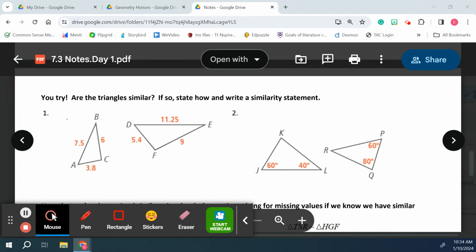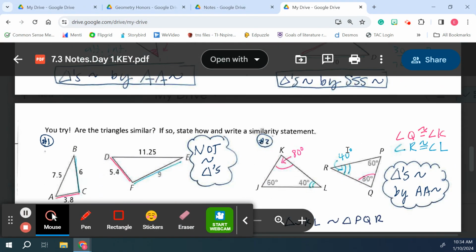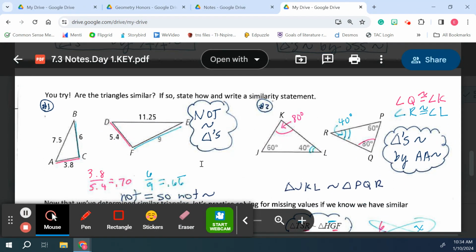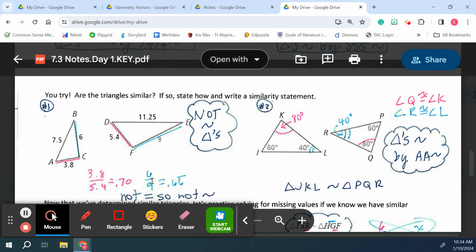Show of hands who's still working on these two. All right, so big reveal. Let's make sure we're doing this correctly. So the first one is they're not similar because they don't have the same proportion or same ratio, okay?